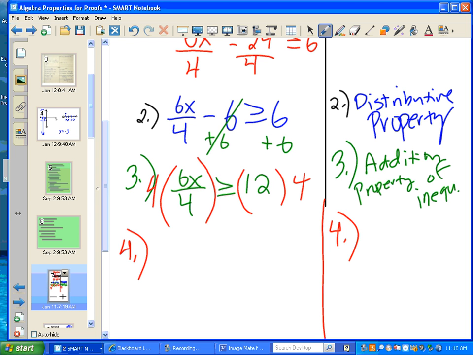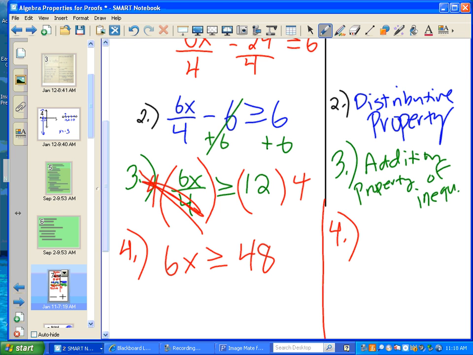So what you want to do now? We need to get rid of that fraction somehow. Fractions are a pain, right? The easiest way for you to get rid of it is take the bottom of the fraction, multiply both sides by the denominator. Does that make sense? Okay, so these are going to cancel. Please make sure that you cancel these. They go away. Okay, we end up with 6x greater than or equal to 48.